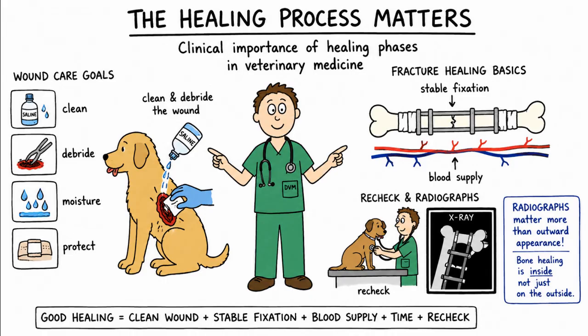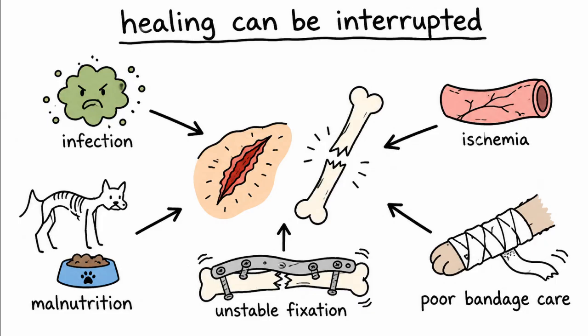Clinically, these phases explain why wounds need cleaning, debridement, moisture control, and protection, why fractures need stable fixation and preserved blood supply, and why recheck examinations and radiographs matter more than outward appearance. Infection, ischemia, malnutrition, unstable fixation, or poor bandage care can interrupt healing at any stage.